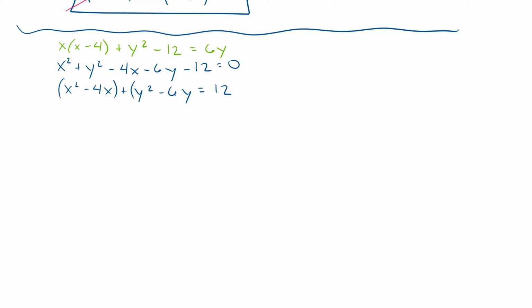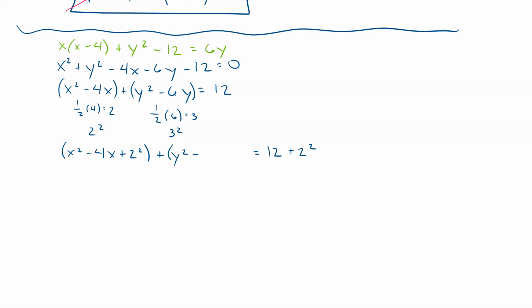I group them, and I complete the square on each term. So 1/2 of 4 is 2, square it, and I'm going to add that to both sides. X squared minus 4x plus 2 squared plus, leave room for the y's, equals 12 plus 2 squared. Coming back for the y's now, I go 1/2 of 6 is 3, square it, add that to both sides. I get y squared minus 6y plus 3 squared, again, plus 3 squared, and I form my perfect square.